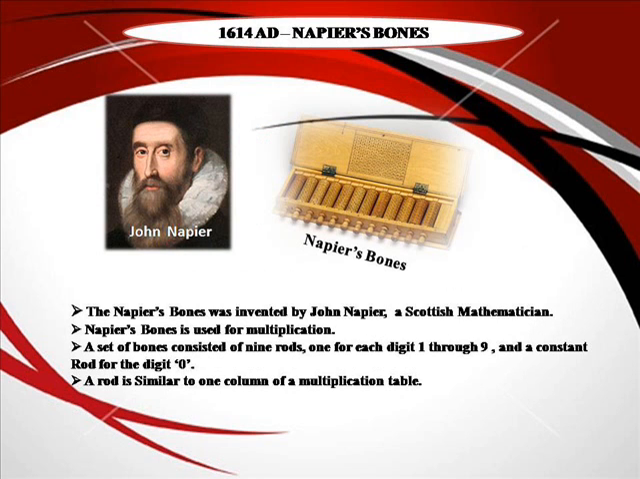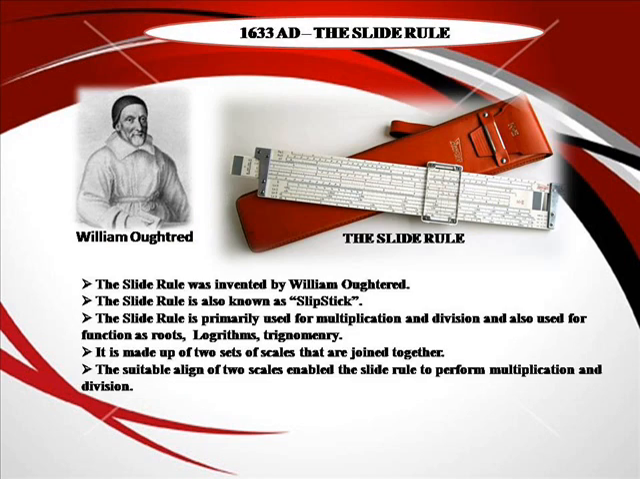1614 AD Napier's bones. Napier's bones was invented by John Napier, a Scottish mathematician. Napier's bones is used for multiplication. A set of bones consisted of 9 rods, one for each digit 1 through 9, and a constant rod for the digit 0. A rod is similar to one column of a multiplication table.